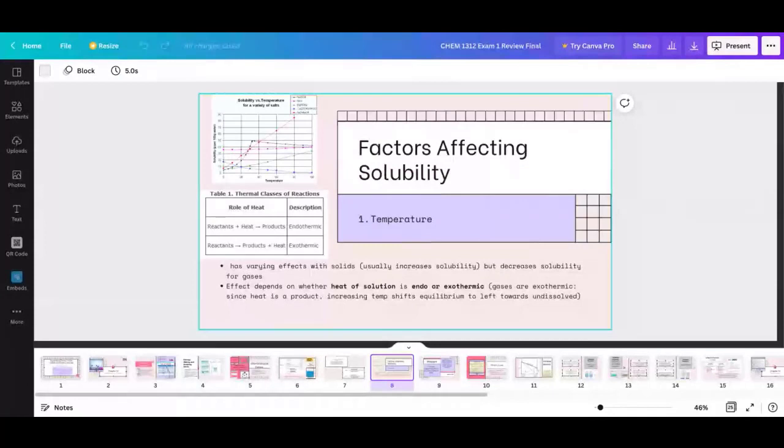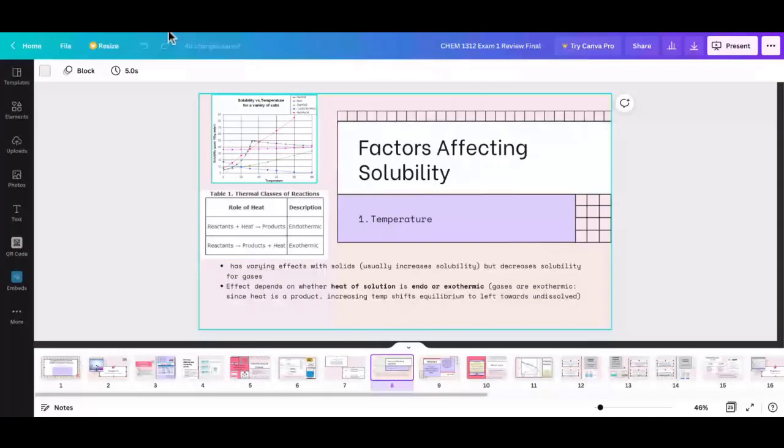Okay, cool. So as I was mentioning, now we're going to talk about the factors that affect solubility. So when you're talking about the factors that affect solubility, there are a couple things to keep in mind. Primarily temperature and pressure are the really big ones. So temperature has varying effects with solids, and usually increases solubility, but it decreases solubility for gases.